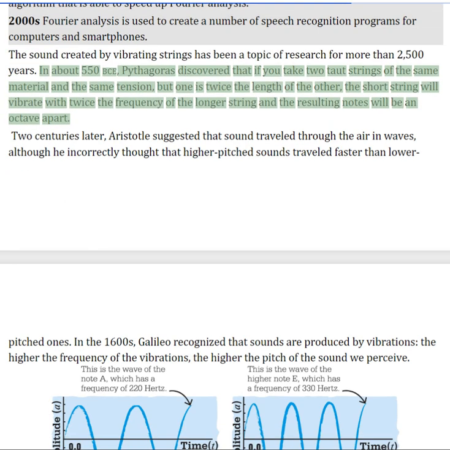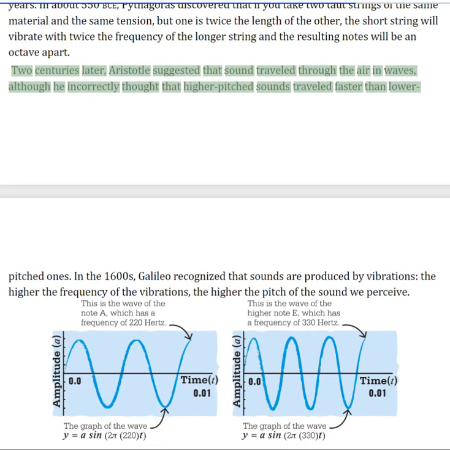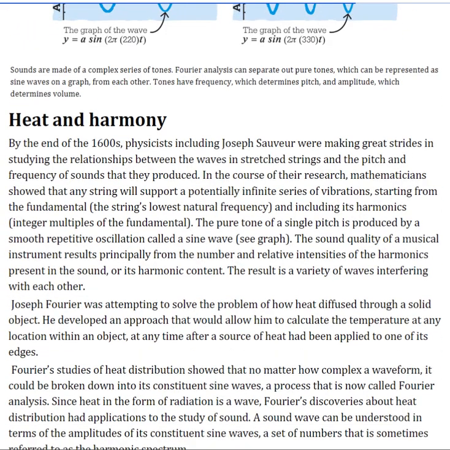In about 550 BC, Pythagoras discovered that if you take 2 taut strings of the same material and the same tension, but one is twice the length of the other, the short string will vibrate with twice the frequency of the longer string and the resulting notes will be an octave apart. 2 centuries later, Aristotle suggested that sound traveled through the air in waves, although he incorrectly thought that higher-pitched sounds traveled faster than lower-pitched ones.